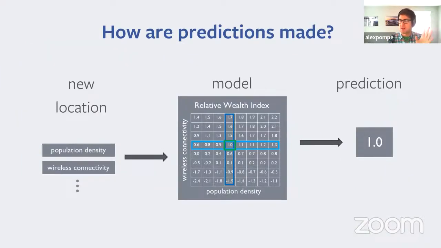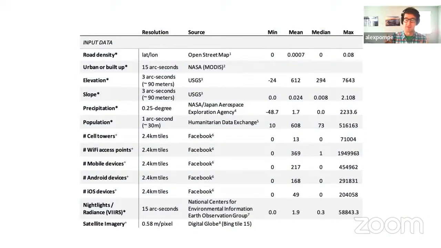I won't spend much time here because it sounds like a lot of you have a lot of background in AI, but what we are going to give our model to learn from is a series of input features. Things like population density that we know for that square, and the wireless connectivity that we know for that square from Facebook users. When we take those two things, we can make a prediction of what the relative wealth index would be in that square. Now, we don't need to just have two input features, an X and a Y axis. We actually are going to use around 25 different input features.